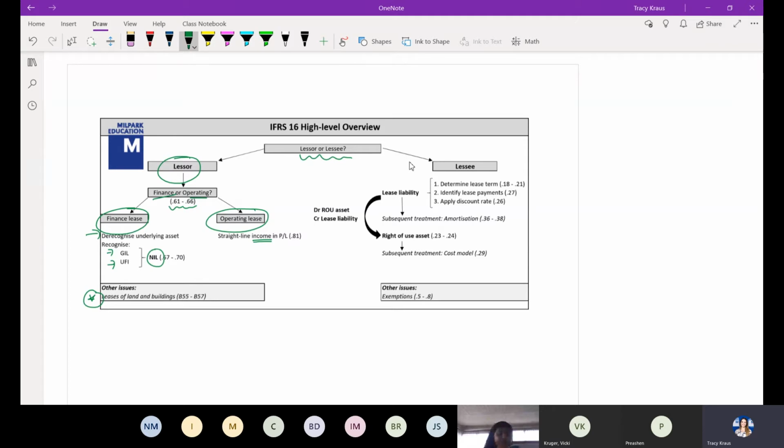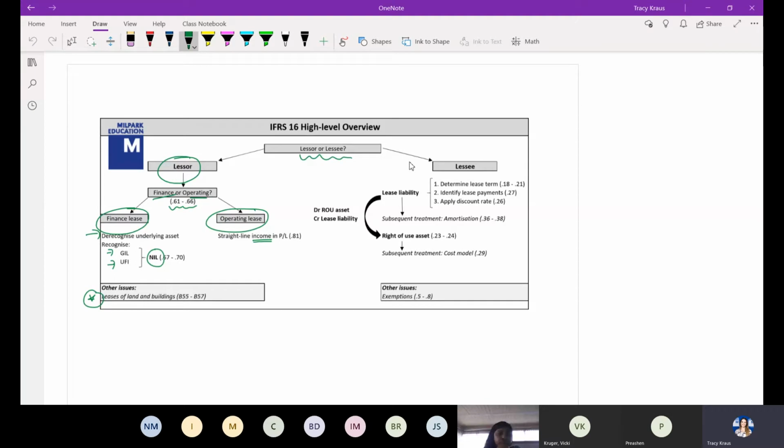Okay, so that's lessor accounting. We've got the distinction between finance and operating leases. It's more of an old school approach. So if you've seen leasing before, that's probably what you've seen. With the lessee accounting on the other side, that's entirely new with IFRS 16.